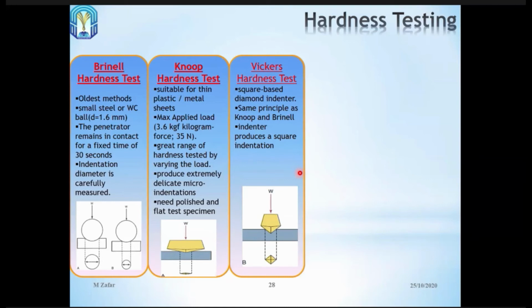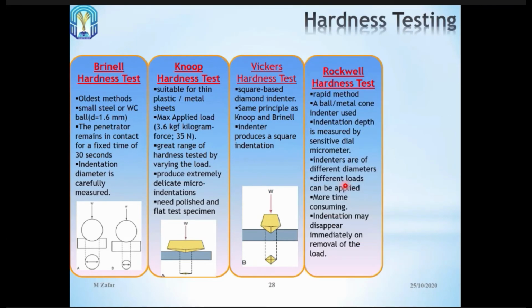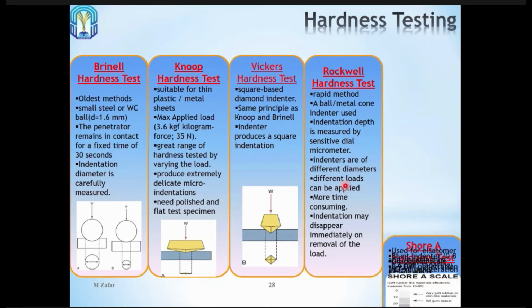Vickers hardness test, similar method, only we use a different shape of indenter. We use a square shape and we get a square indent that can be measured on the same principle. And then we have the Rockwell hardness test for elastic materials, where we apply preload and we measure directly with the help of a meter. There is no need to measure the area.